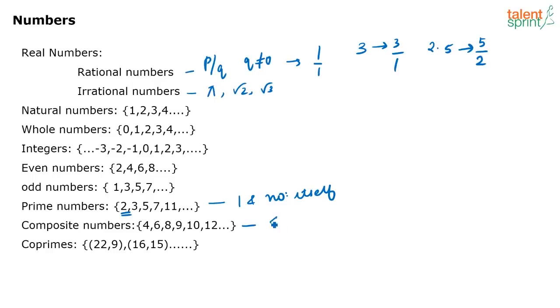Let's say you take 4. What are the factors of 4? Factors of 4 are 1, 2 and 4. So this has more factors other than 1 and the number itself. Such numbers are called composite numbers.